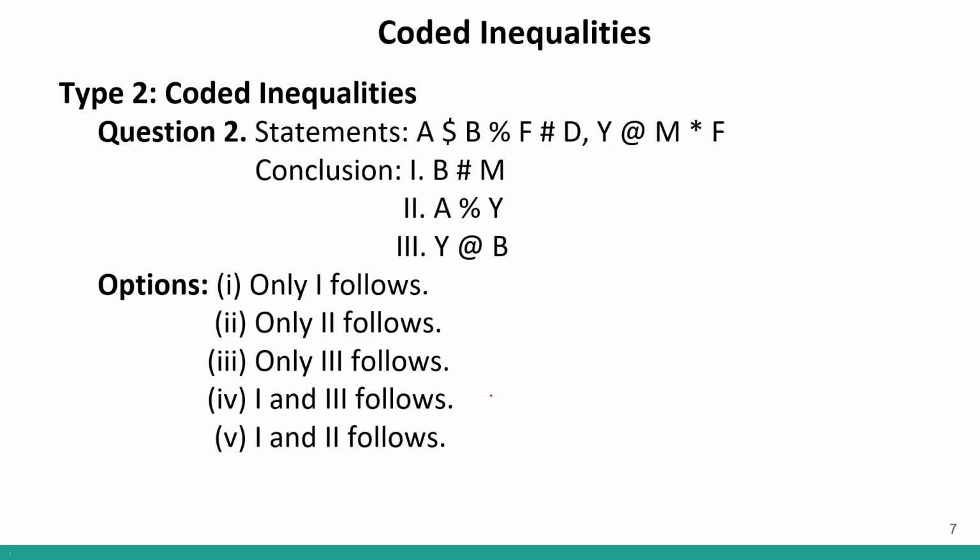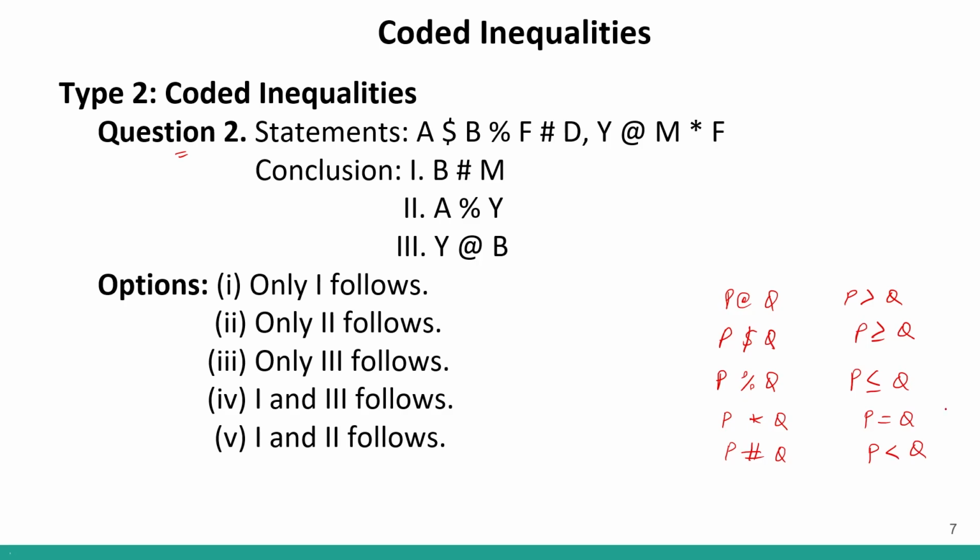Moving on to question number 2. We will use the same codes. Codes were: P@Q means P is greater than Q. P$Q means P is greater than or equal to Q. P%Q means P is smaller than or equal to Q. This sign means P is equal to Q. And P#Q means P is smaller than Q. Correct? These were the symbols.